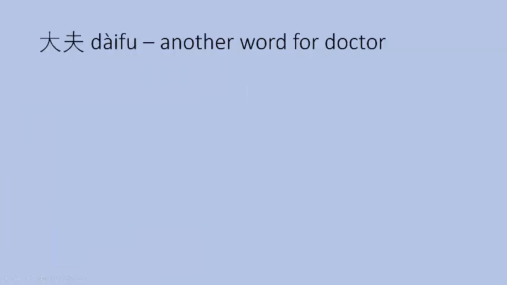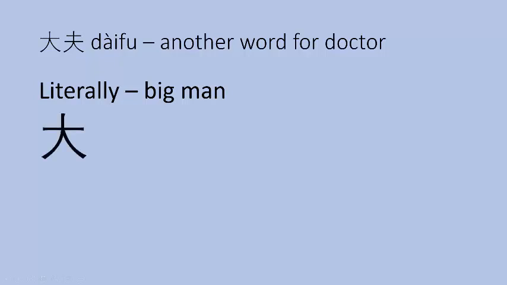The next character you have to trace is the fu in 大夫. 大夫 is another word for doctor that we haven't practiced much. 大夫 literally means big man, so fu alone means man. 大, the character we've seen before, is 大 for big. This is an alternate pronunciation. And then fu is a word for man or husband.